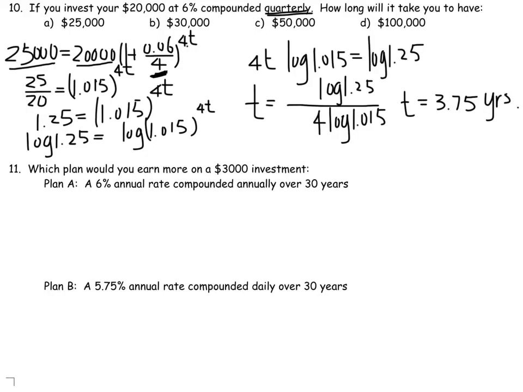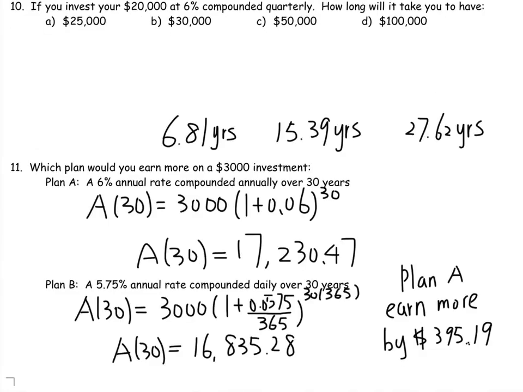So the subsequent letters B and C and D are using the same method. So check your answers for letter B through D. B, I have 6.81 years. C, I have 15.39 years. D, I have 27.62 years.